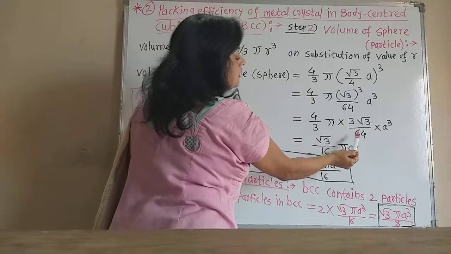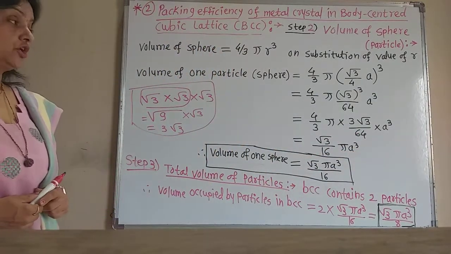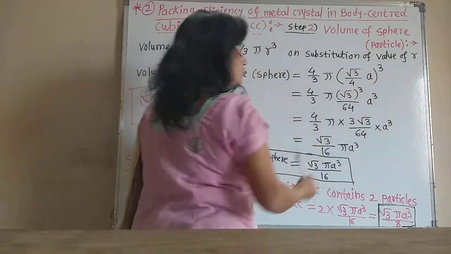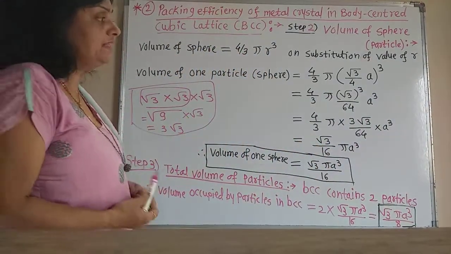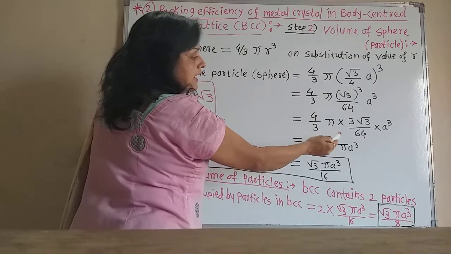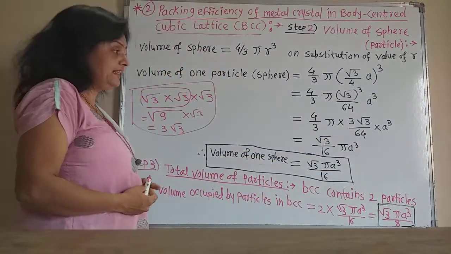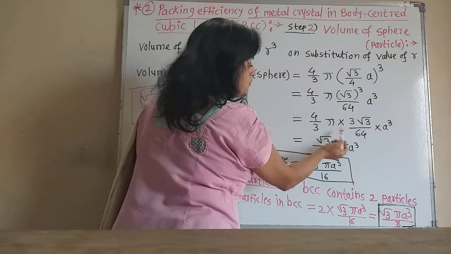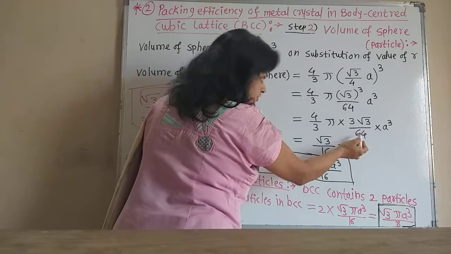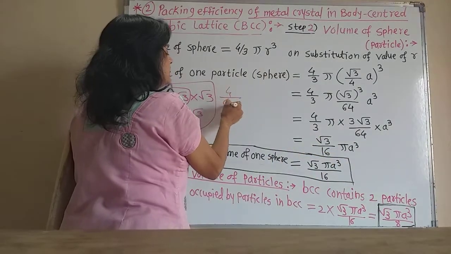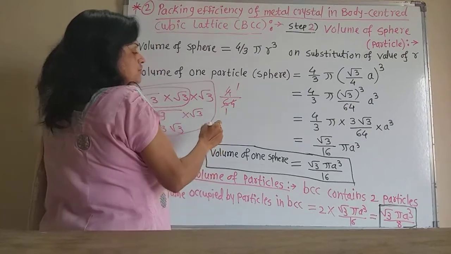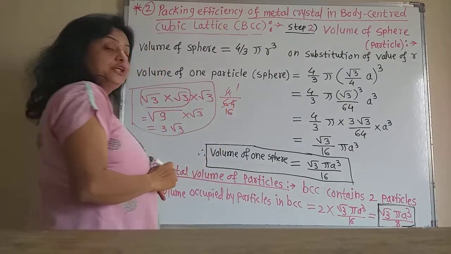Now this is the cube of 4, that is 64, and this is a cube. Now again on solving this, this 4 and this 64, when they get divided, 4 divided by 64, 4 ones are 4 and 4 sixes are 24.